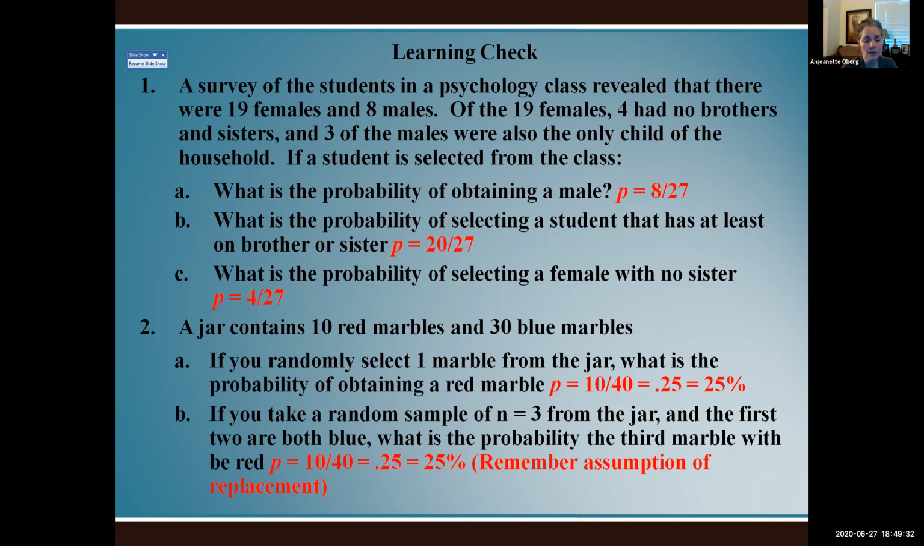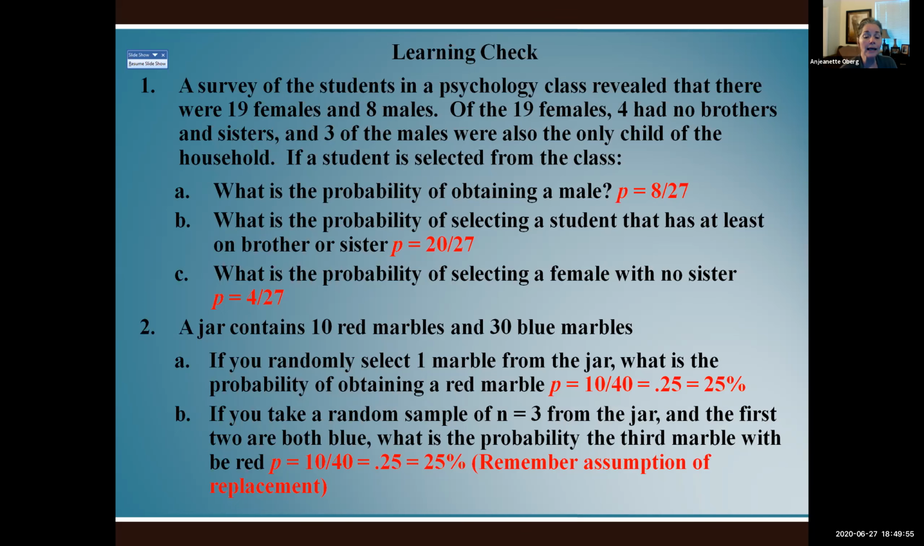Now let's go down to number 2, looking at a jar of marbles with 10 red and 30 blue. If we randomly select 1 marble, what's the probability of obtaining a red? So there's a total of 10 red, so that's going to be our numerator, and 40 marbles altogether. So it's a 25% chance.